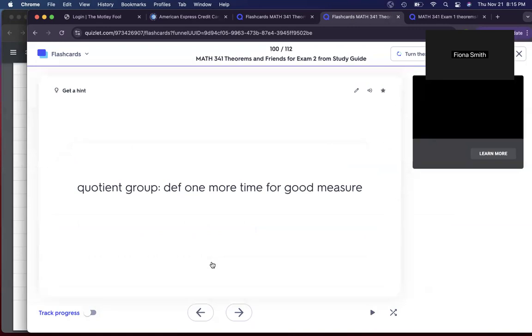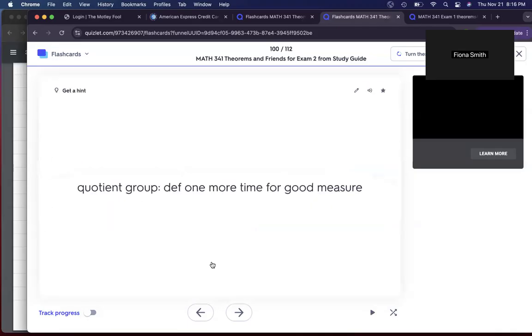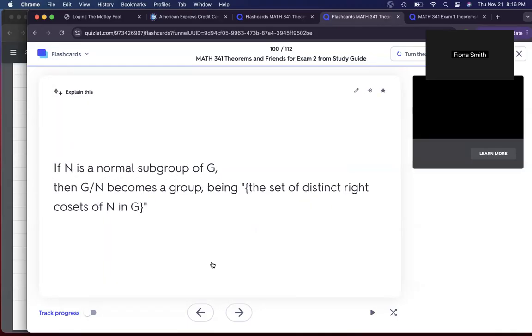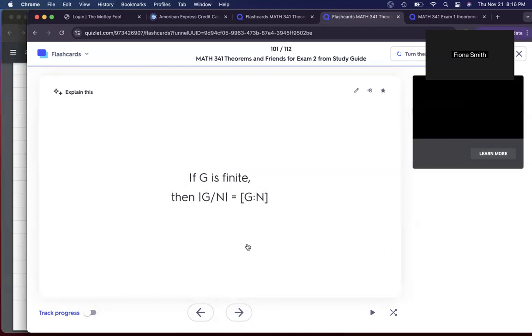Definition again, so writing it just in a different way. If N is a normal subgroup of G, then G mod N becomes a group, being the set of distinct right cosets of N in G. I don't think I've said yet, but in order for the quotient group to even exist, you have to have N be a normal subgroup of G. If the group in question doesn't have a normal subgroup, there is no quotient group. Quotient group hack: if G is finite, then the order of G mod N is the index of N in G. That's pretty lovely.